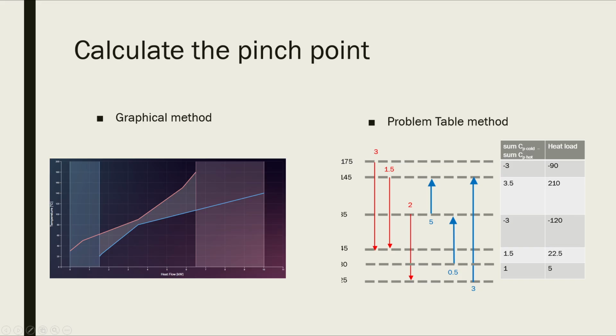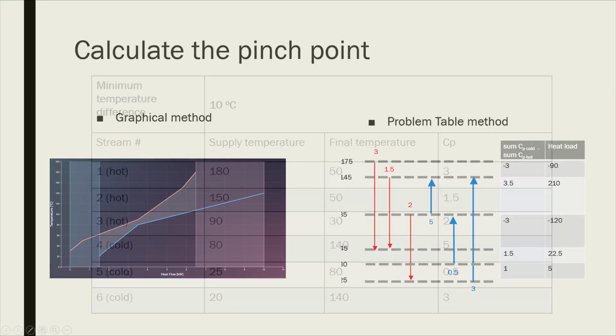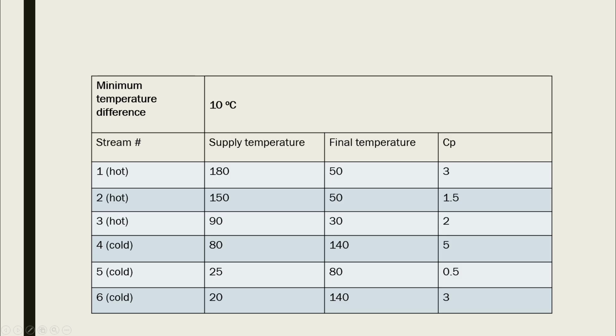So as we said, in this video we are going to illustrate the problem table method, in which we start with the table that we have built before, and then we shift the temperatures. Hot stream temperatures are shifted downward by delta T minimum over 2. In this example, delta T minimum is 10 degrees, so delta T minimum over 2 is 5 degrees. So all the hot stream temperatures are decreased by 5 degrees. For example, the first stream supply temperature is 180, so the shifted temperature is 175. The final temperature is 50, and the shifted final temperature is 50 minus 5, which is 45.